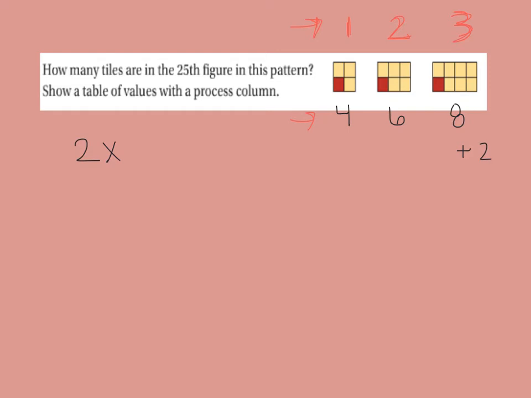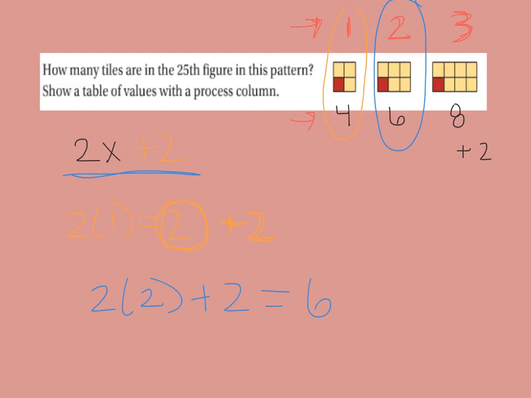However, if I were to test this first row right here, if I put 1 into 2x, I would get 2 out. I don't get 4. So what do I have to do to this 2 to make sure that it's equal to 4? Well, I'm going to also have to add 2 to it. So I'm going to put that into my equation. And now with this new equation, I'm going to test my second term to see if I would get 6 out. So if I put 2 into my equation, do I get 6 out? Well, yes, I do. So this is my expression that I'm going to be working with.